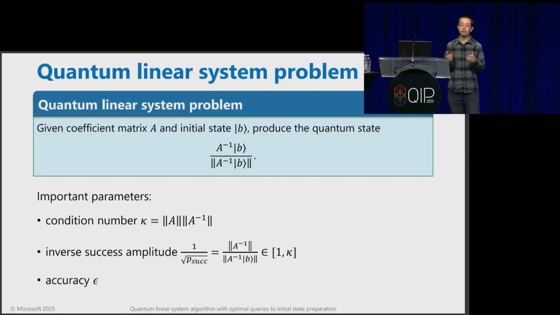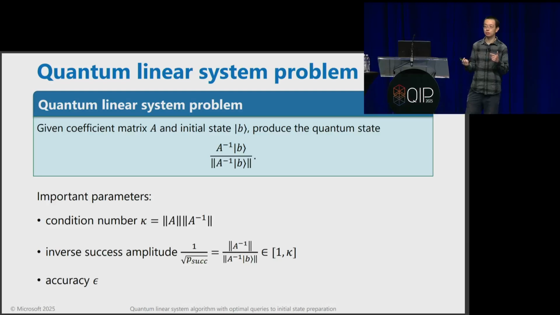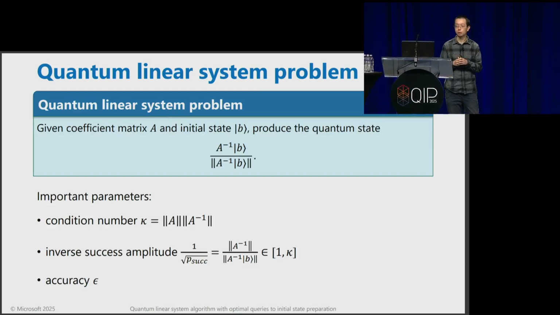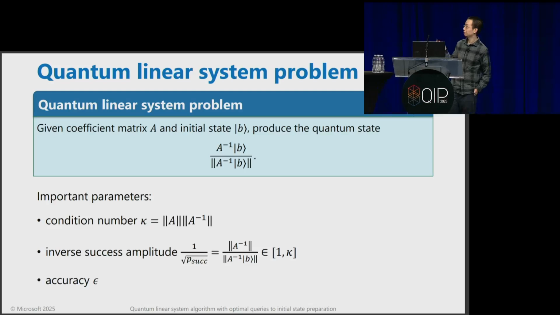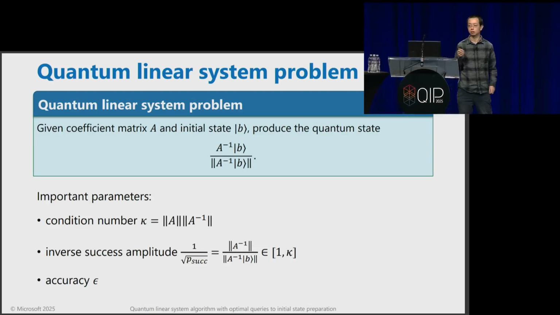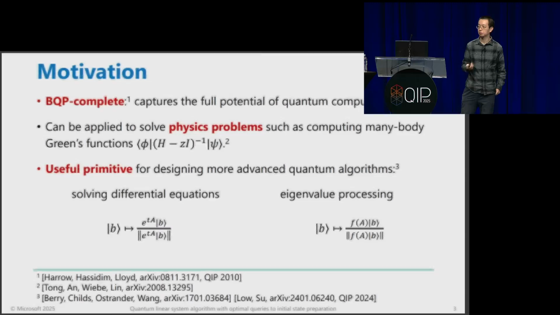We encountered a similar quantity in the previous talk. Here we have a similar situation, because A inverse b is our desired vector, but we typically introduce a larger normalization factor. The ratio between these quantities gives you the success amplitude. And of course, we have the accuracy, let's say quantified by the Euclidean distance.